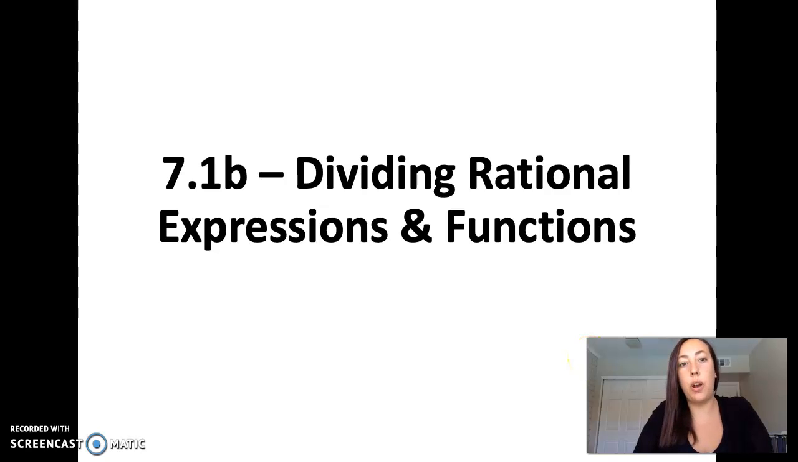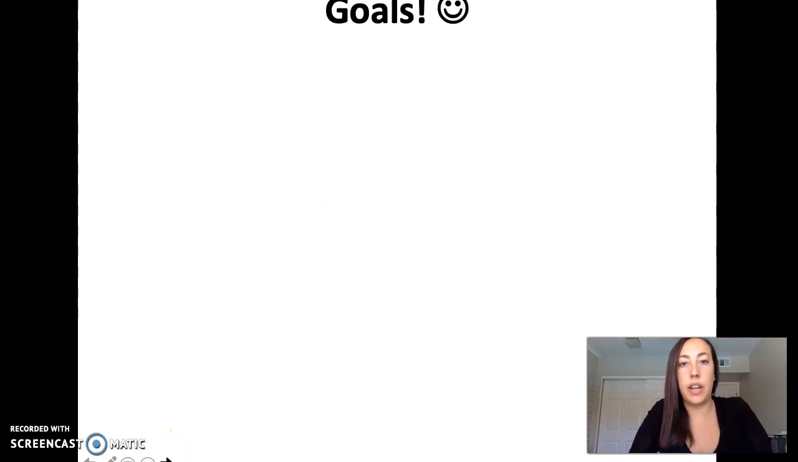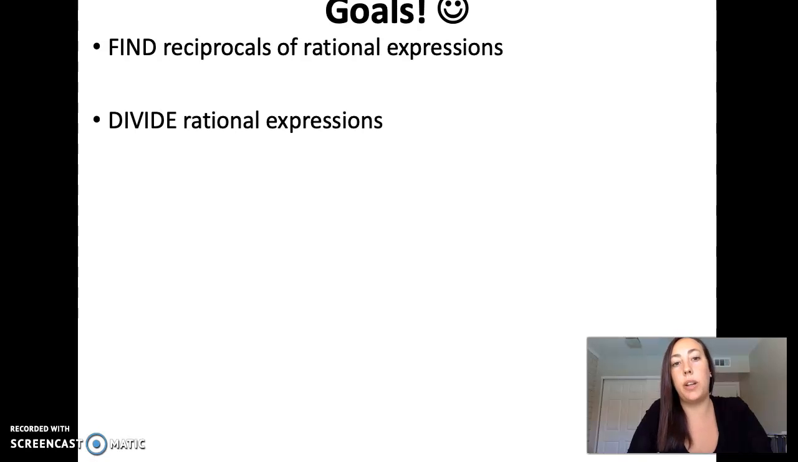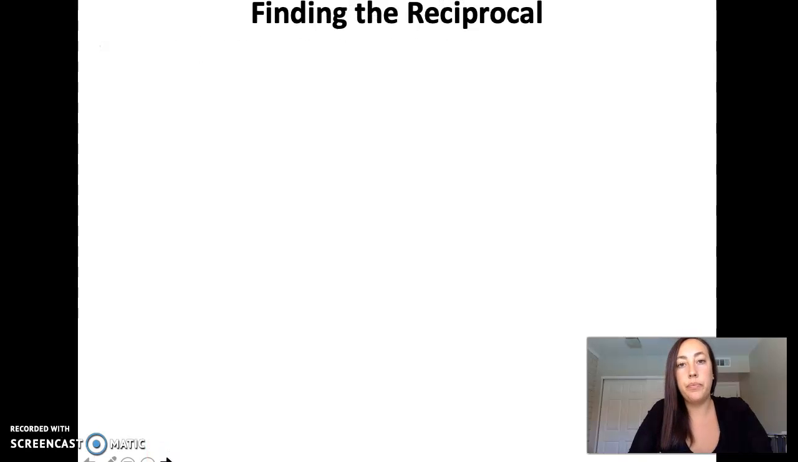Everyone, we're going to continue our Unit 7 lessons with dividing rational expressions. So this is the second part of 7.1. The first part was multiplying them, so we're going to continue with dividing. So two things today: we're going to find reciprocals of rational expressions, and then we're going to divide rational expressions.